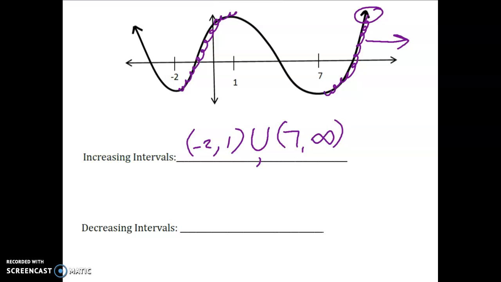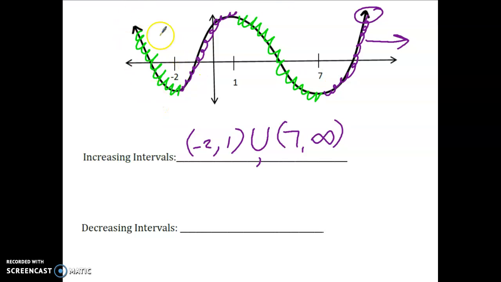Okay, let's look at decreasing. Decreasing is the opposite of increasing. Decreasing means going down. So again, I'm going to read my graph from left to right, and I can see that it's decreasing here, and it's decreasing again over here. So I have two decreasing intervals. It's not always going to be 2 and 2. It's not always even going to be the same number. It's just that in this case, it happens to be 2.